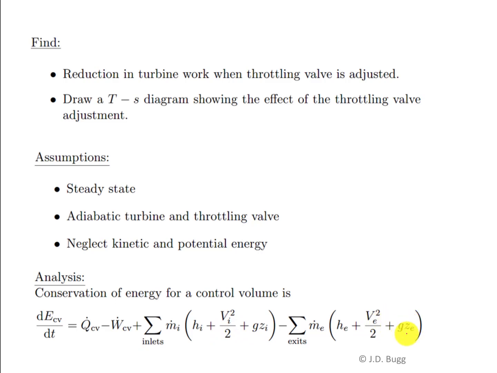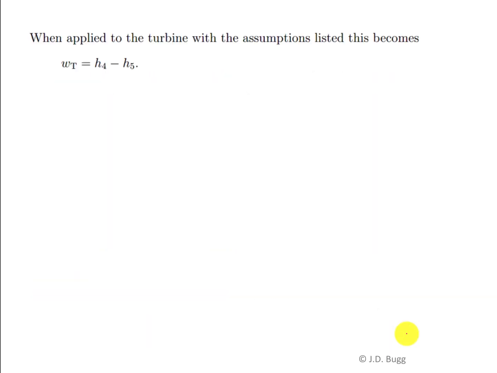So when we apply this equation to the turbine with those assumptions, we get that the work of the turbine is equal to h4 minus h5. And notice this work is written on a per unit mass basis. So we've divided the general equation by the mass flow rate. So W turbine is h4 minus h5. And if we go back to our schematic diagram, we see that's the decrease in enthalpy across the turbine.